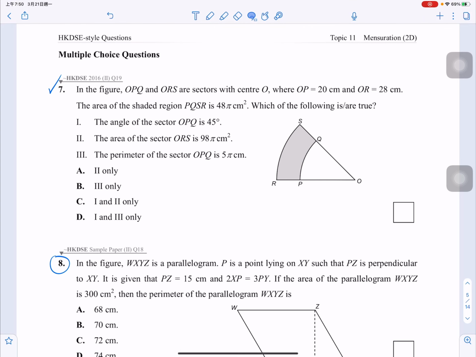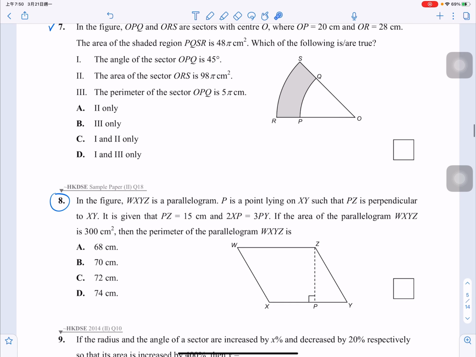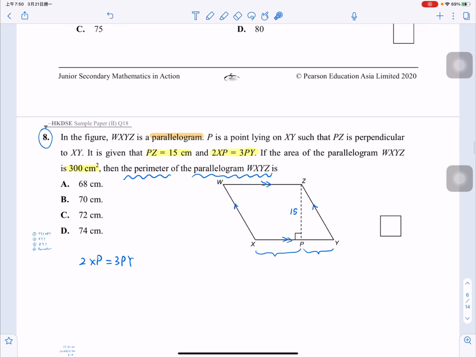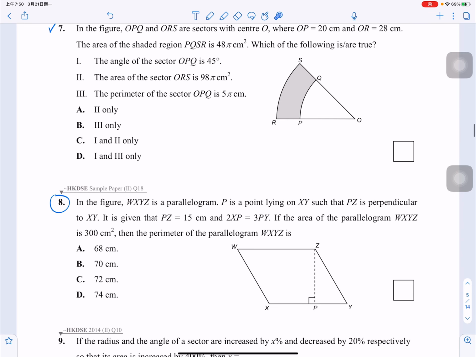Now let's have a look at some MC questions about mensuration. You see some questions related to arc length and area of sector, but mainly today we discuss this kind of question. We have some ratios and how to find the perimeter, or sometimes the area. Given the area, find the perimeter, or given the ratio, find the area of some parts.